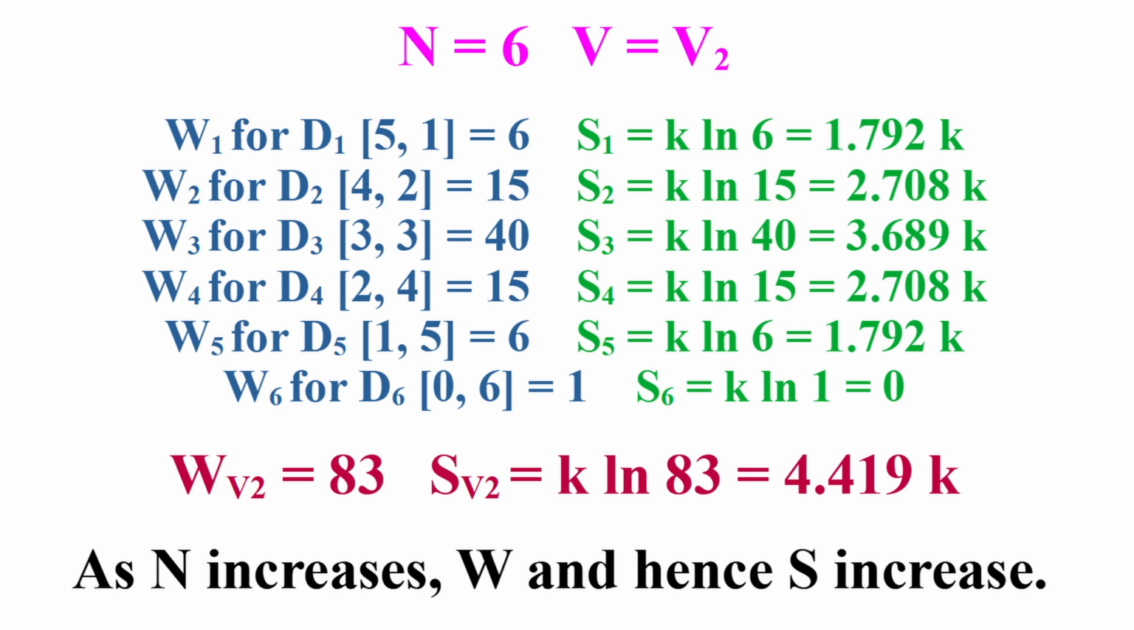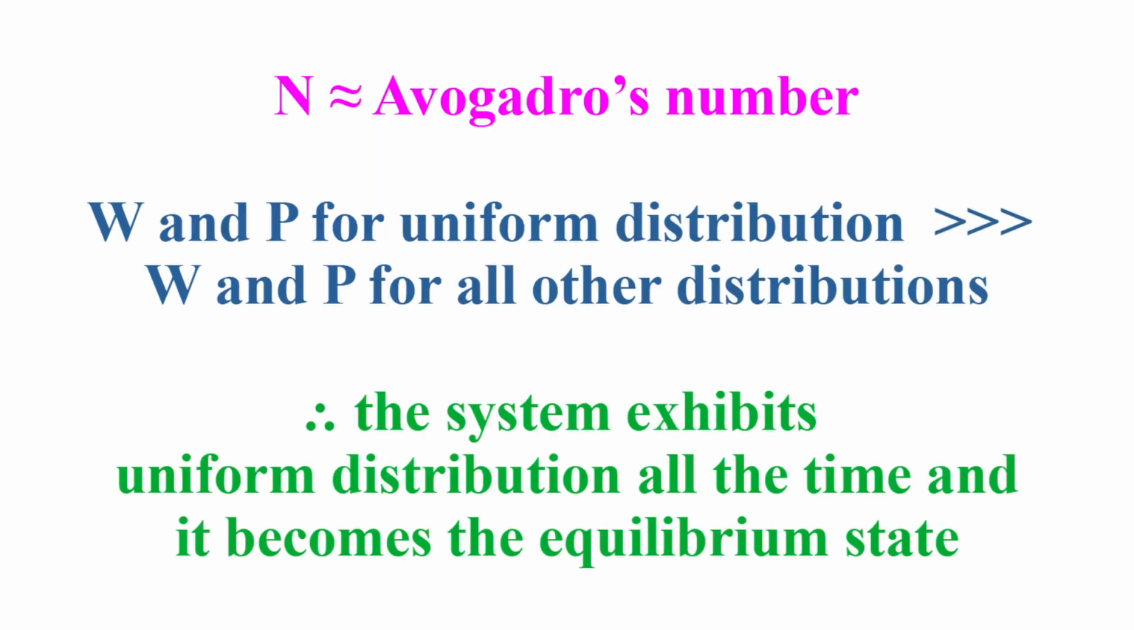2.708 k for 4 particles. Again, D3, which is the uniform distribution with 3 particles in each compartment, is the most probable distribution with a probability of 40 over 83, and it has the highest entropy equal to 3.689 k among the 6 possible distributions.